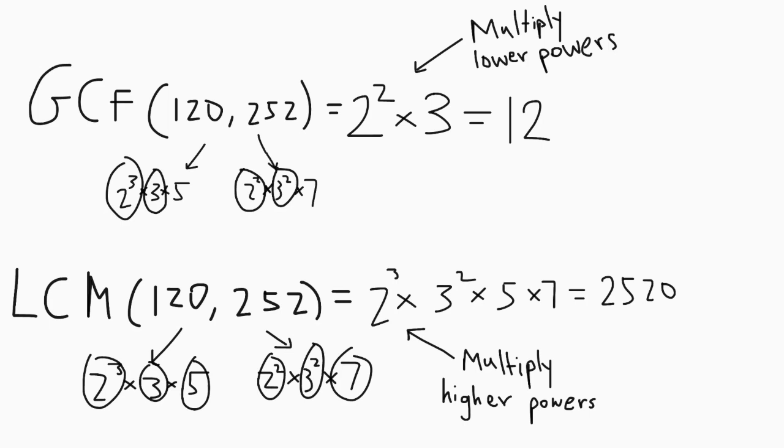The main takeaway is that for GCF, you want to multiply all of the lower powers of each prime, while for the LCM, you want to multiply the higher powers for each prime.